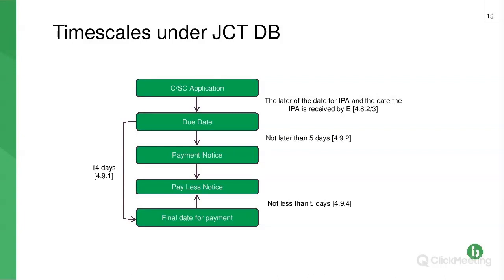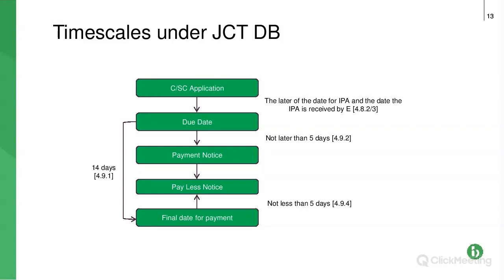So how JCT works? Well, it starts with a C/SC, so that's contractor, subcontractor application for payment. So with the JCT design and build, that starts the process. So you need to know, contractors and subcontractors, that this whole process does not start until you've submitted your application for payment. It's different with NEC.